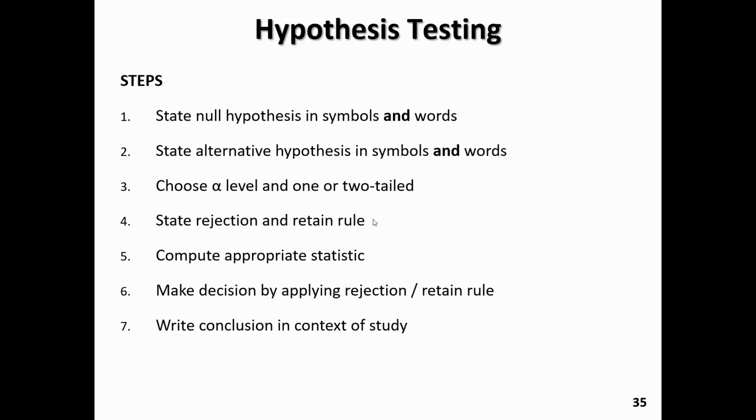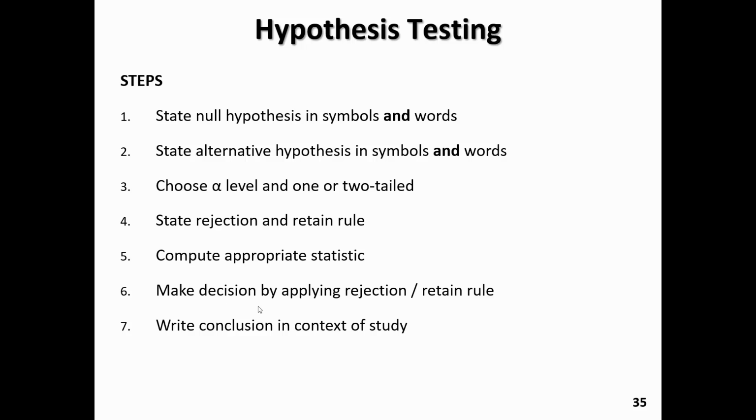We did not do this in this video, but we would state a rejection and retain rule. And this is based upon the z-value of 1.96. Because we go with the 95% or 5%, the point that is considered the critical value would be the 1.96. In step 5, we compute the appropriate statistic based upon the data. Those were the z-ratio equation and the standard error of the mean equation that were generated.